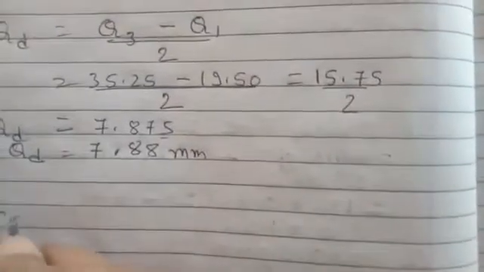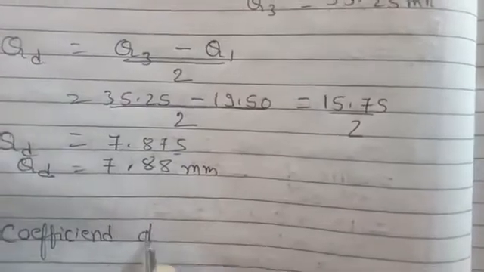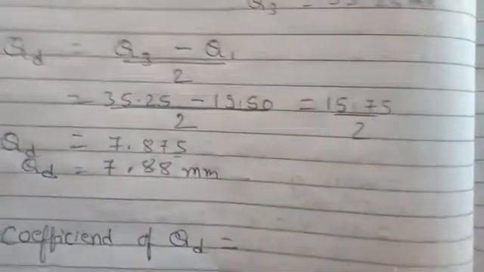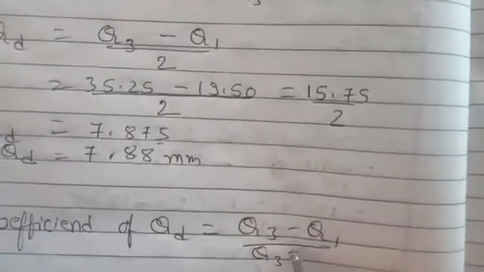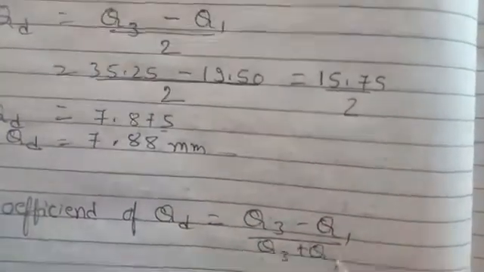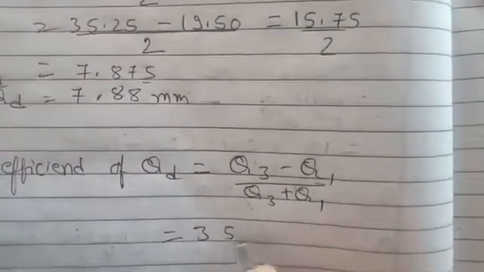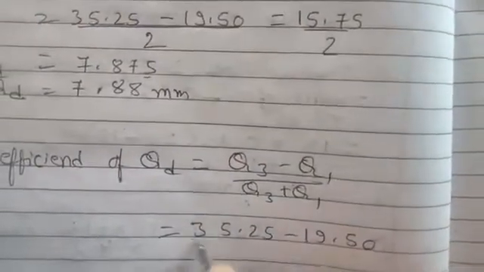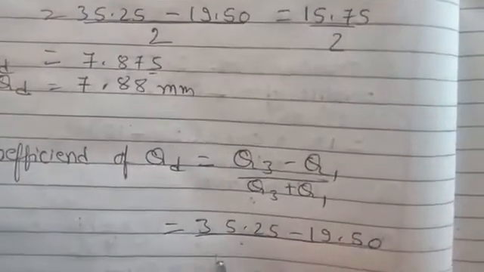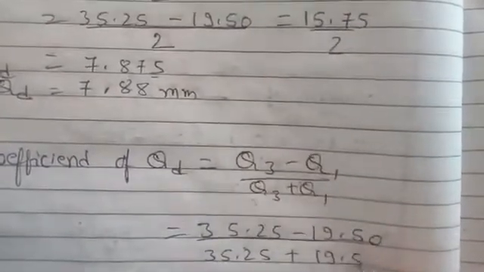Now we have to find the coefficient of quartile deviation. So the coefficient of quartile deviation is equal to, what is our formula? Q3 minus Q1 upon Q3 plus Q1. Q3 is 35.25 minus 19.50 upon 35.25 plus 19.50. Do the calculation.